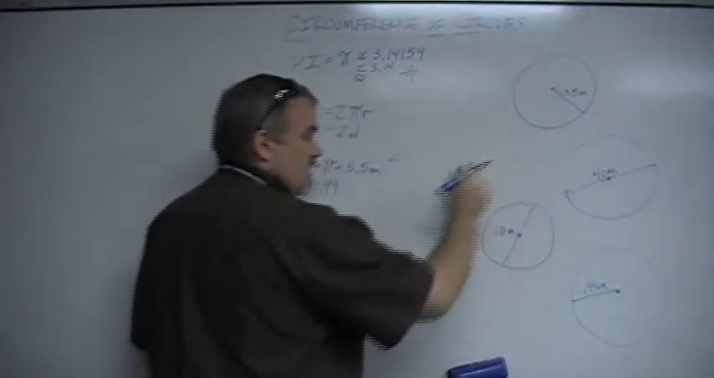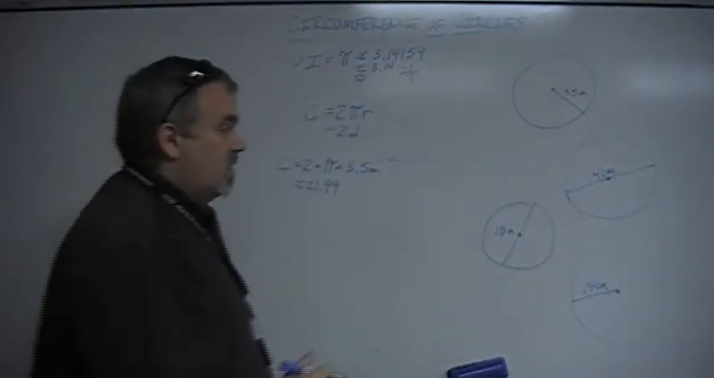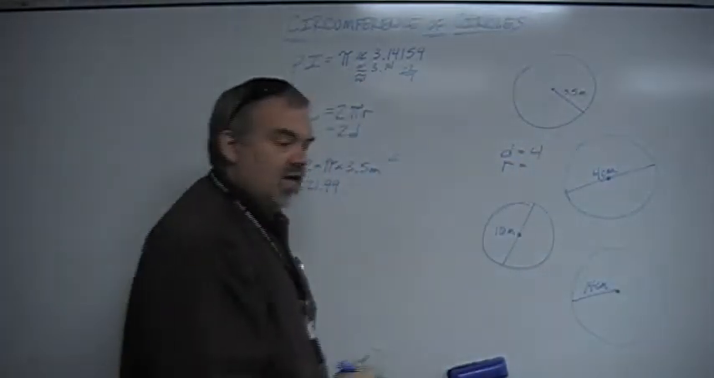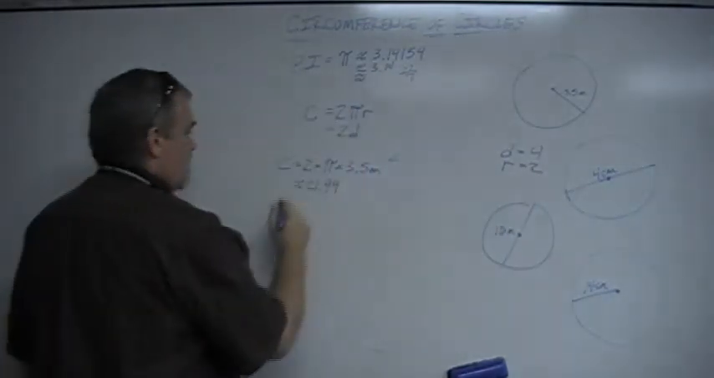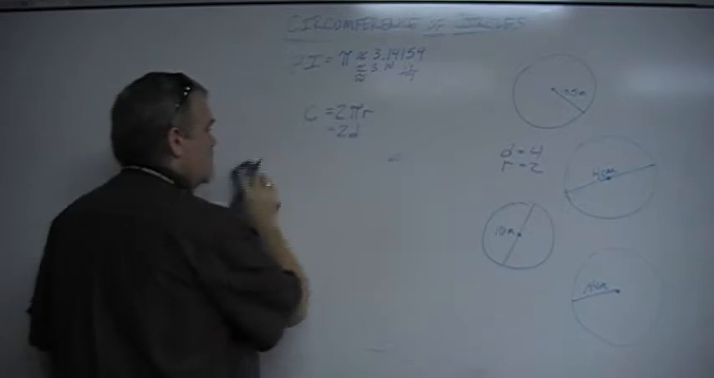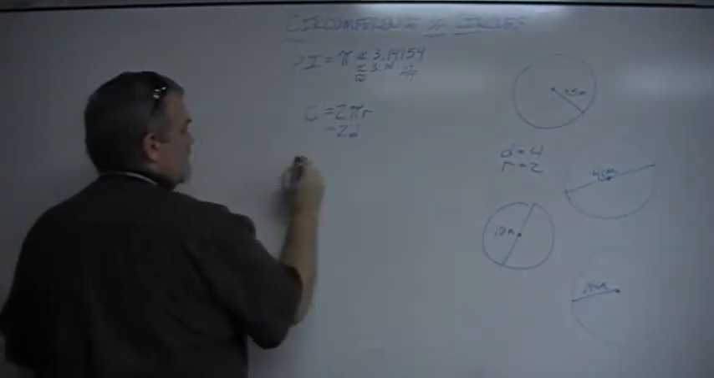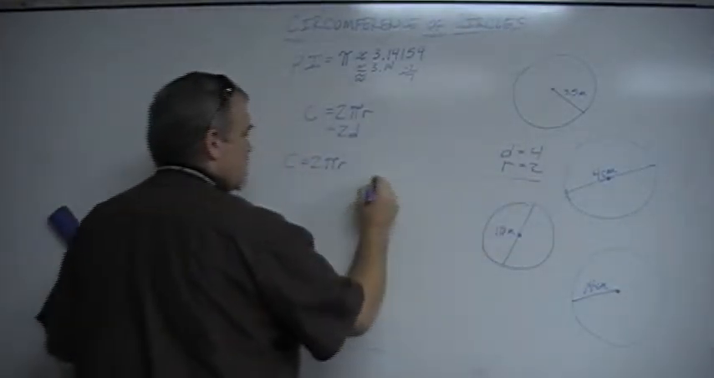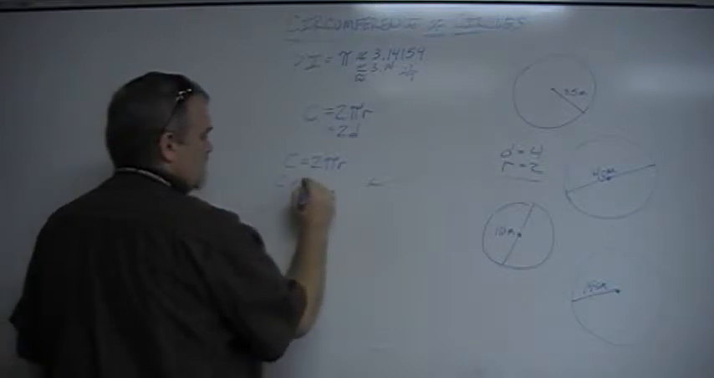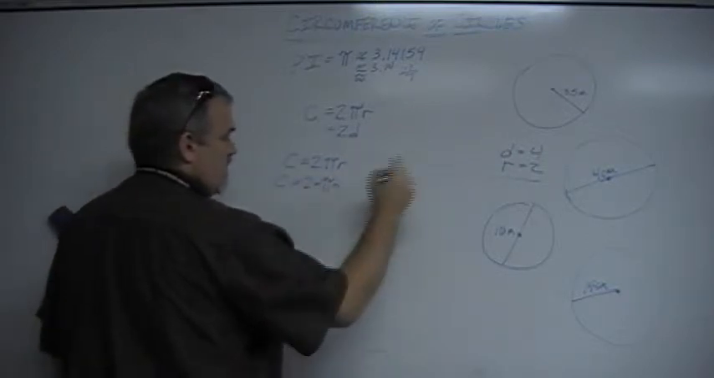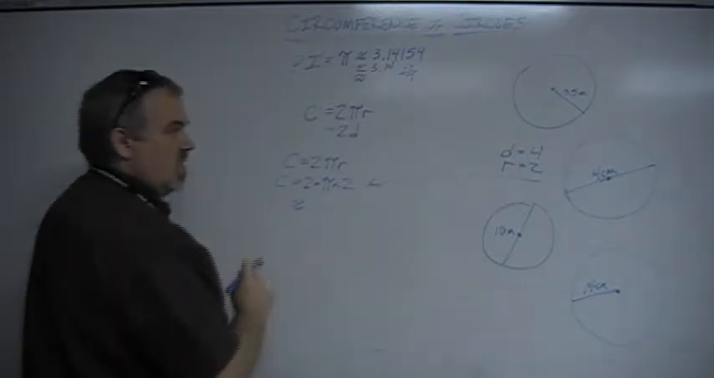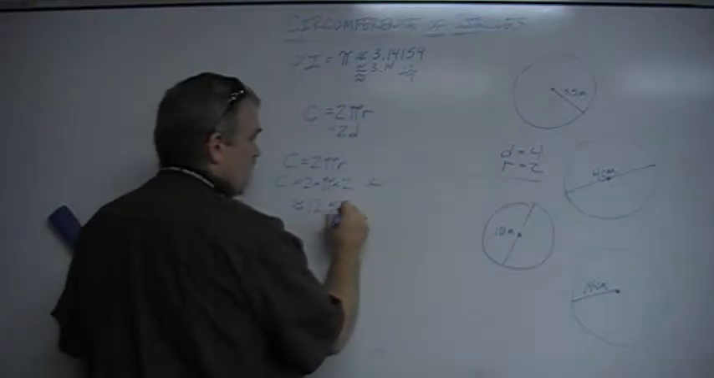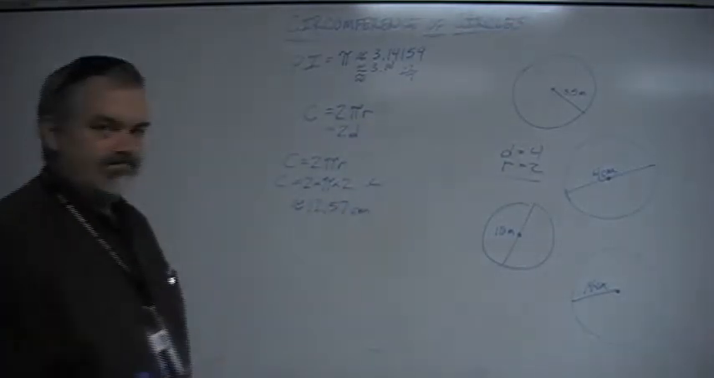Now in this example, we're given the diameter, which means that if the diameter is equal to 4, then the radius is equal to half of that, which is 2. So if we use our formula, it's always a good idea to rewrite your formula, because writing it down a few times helps you remember it. We have this circle, and the circumference is equal to 2 times pi times our radius of 2. And if we put that into our calculator and round it to 2 decimal places, we get 12.57 centimeters.